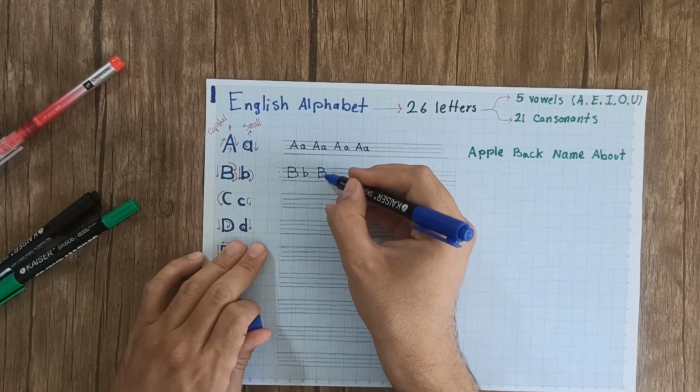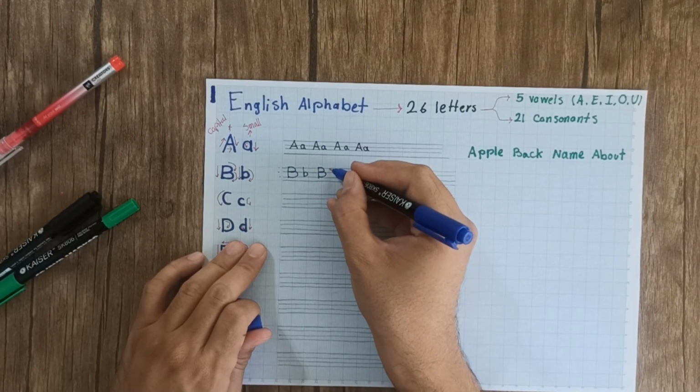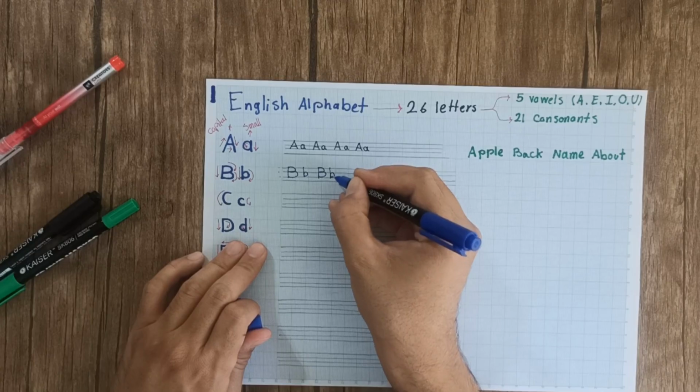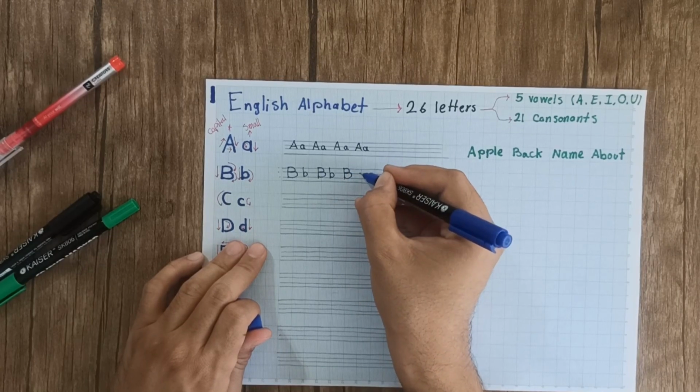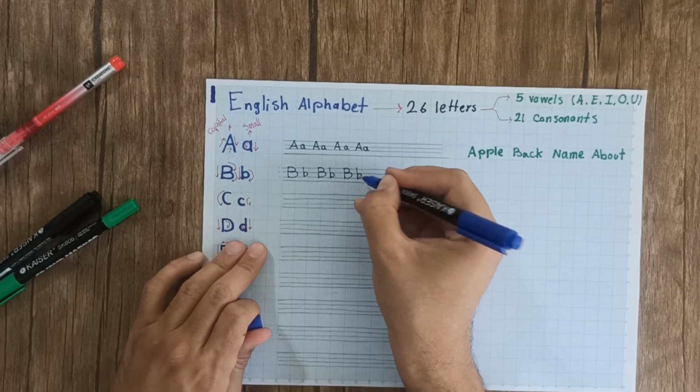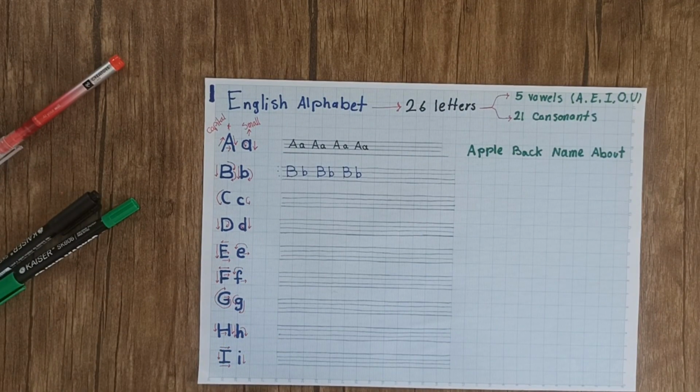Sometimes you can make this circle bigger, it's up to you, it doesn't matter so much. And B. Okay, again, B and B. Okay, this way. So B sounds like B. Okay, that's really easy one.